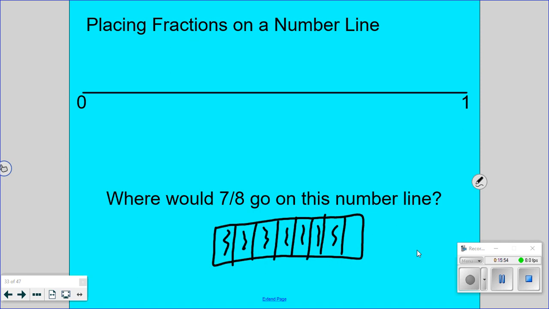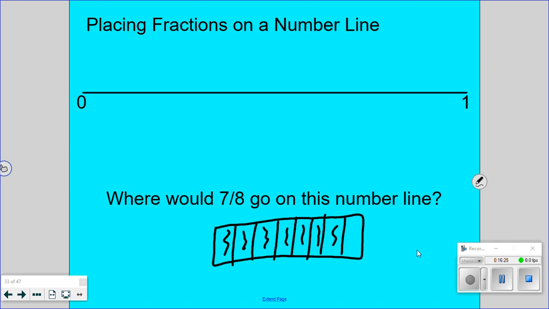So Connor, is 7/8 going to be close to 0, close to 1, or somewhere in the middle? So let's listen to my thoughts, because close to the end's not an option. Close to 0, close to 1, or somewhere in the middle? Yeah, I have almost that whole thing split up. Let's find out exactly where it is. What am I counting by on my number line, Paxton?